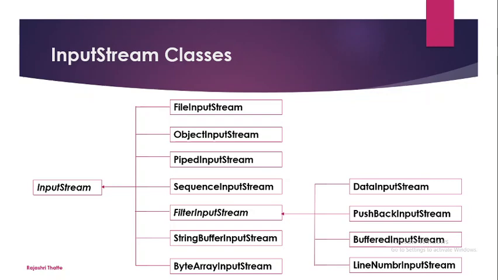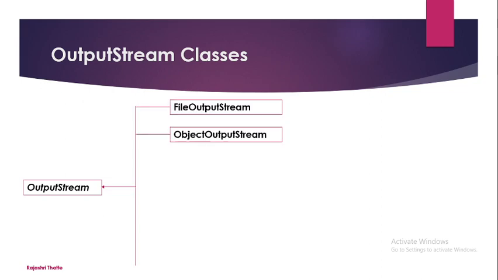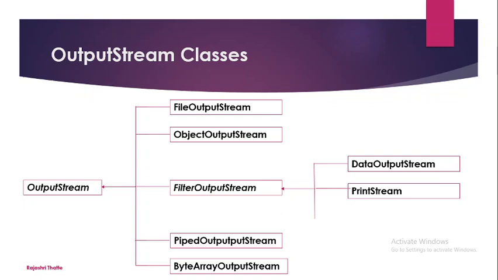Like the InputStream hierarchy, we also have OutputStream classes. Again, a set of classes hierarchy is present. Again, the root class is the OutputStream class, which is further inherited by several classes like FileOutputStream, ObjectOutputStream, PipedOutputStream, FilterOutputStream, ByteArrayOutputStream. Again, FilterOutputStream is an abstract class here, which is further inherited by DataOutputStream, PrintStream and BufferedOutputStream. So these are the set of classes related to input stream and output stream.